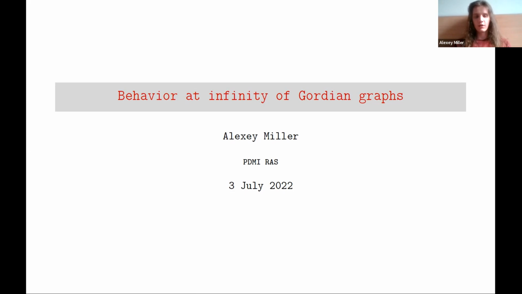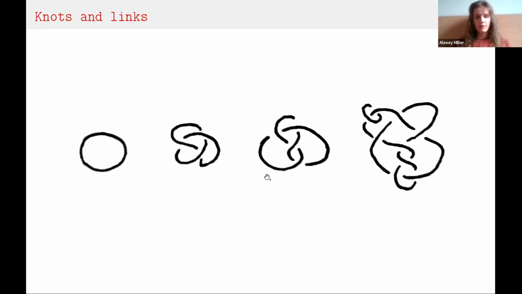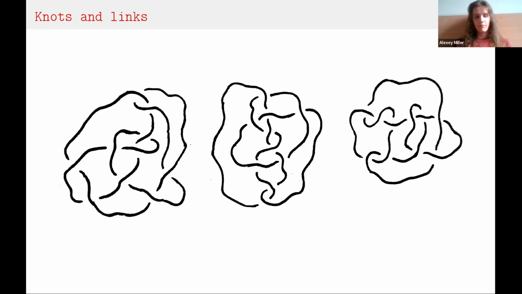I will talk about the behavior at infinity of Gordian graphs of some knot transformations, and we'll have to dive into the context a bit. My speech refers to the classical knot theory, but we are mainly interested not in the knots themselves, but in the transformations of knots and links.